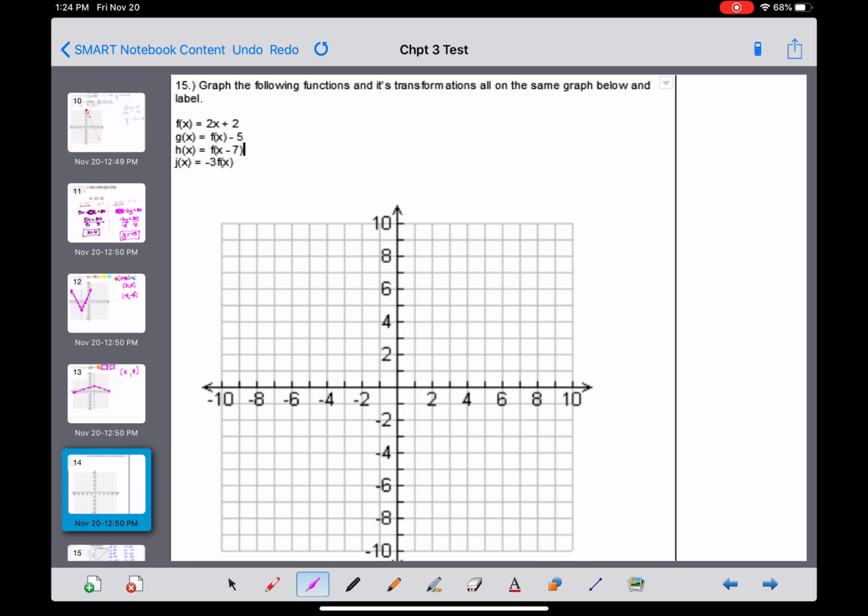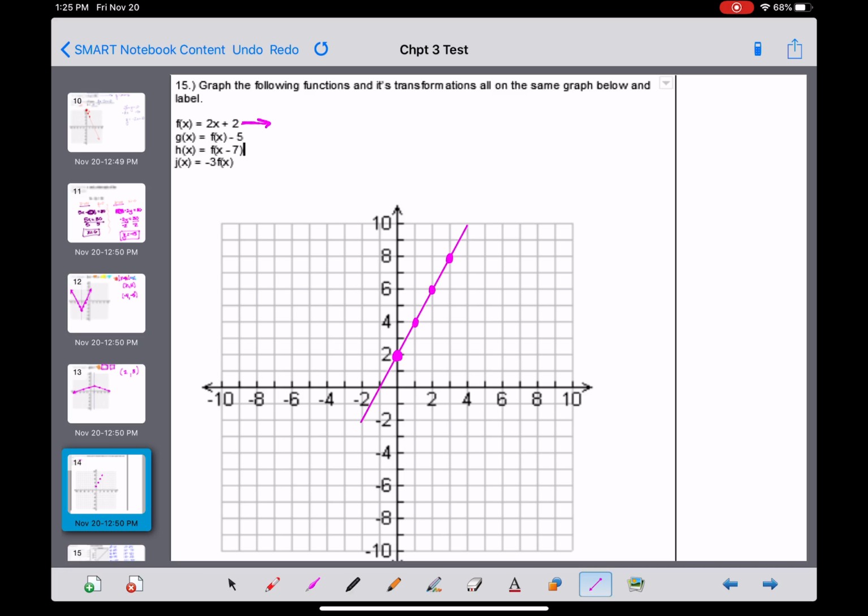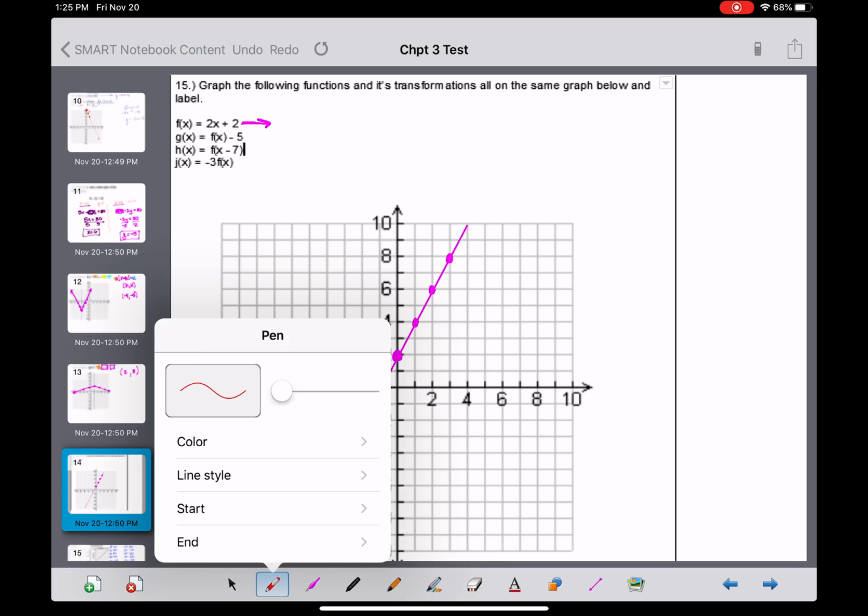Linear transformation. So the first thing we needed to do is we needed to graph our original function, f of x equals 2x plus 2. So I'm going to start at the y-intercept of 2, go up 2 over 1, up 2 over 1, up 2 over 1. And that gives me my first graph. Everything is going to be a transformation off of my pink line, my original line.